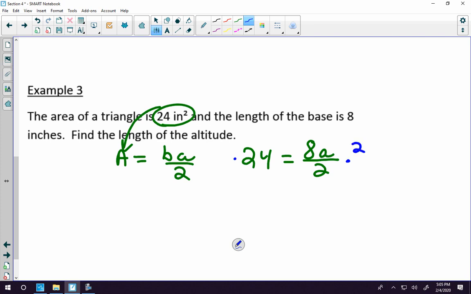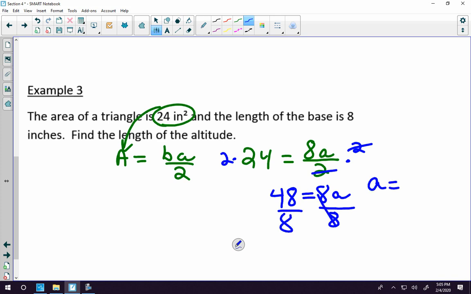The inverse of dividing by 2 is multiplying by 2. So now we double 24, which is 48, equals 8 times A. The inverse of multiplying by 8 is dividing by 8. And so the altitude has got to be 6 inches in length.